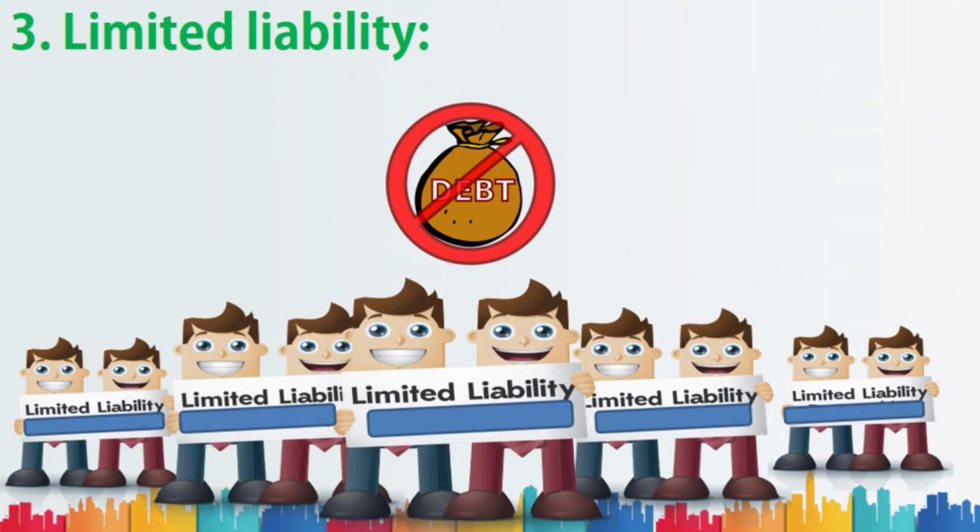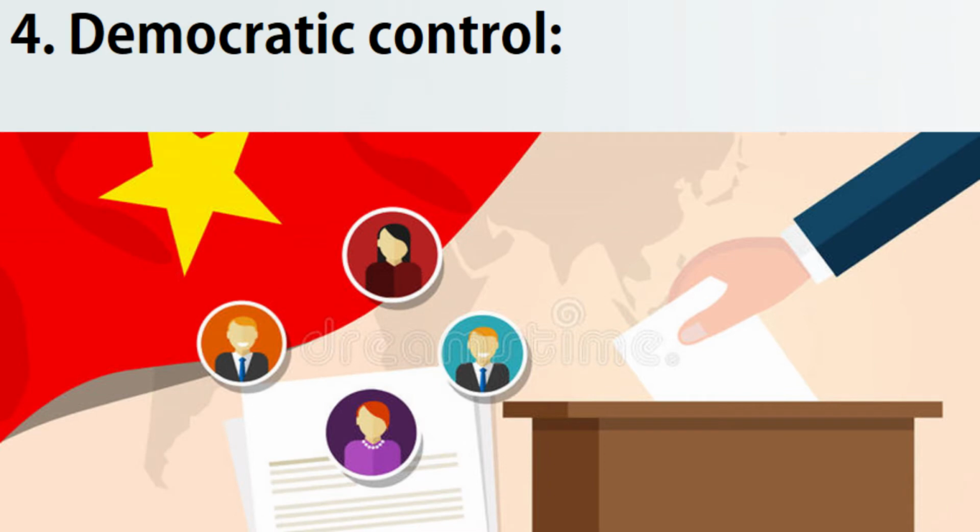That's the maximum amount they can bear as a risk, and there is no other risk for them. That's why it is called limited liability. Okay, next is democratic control.